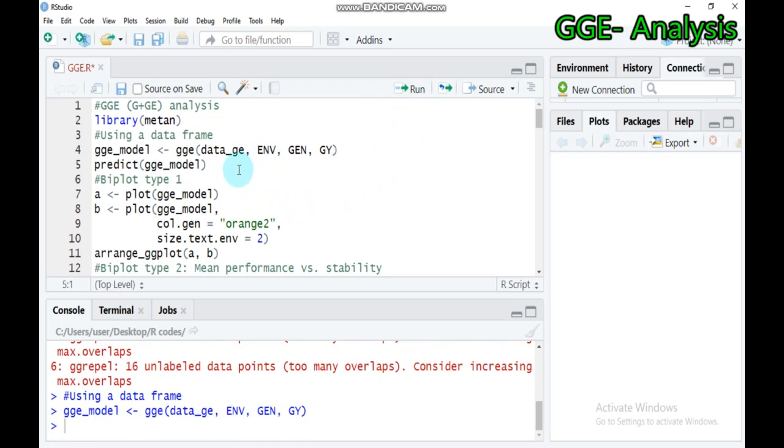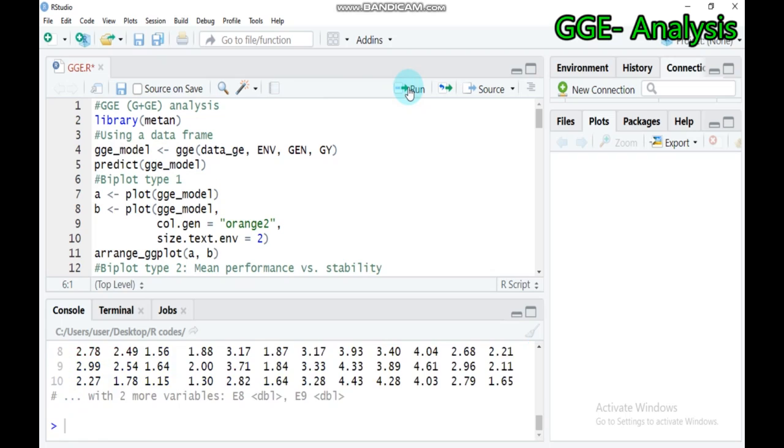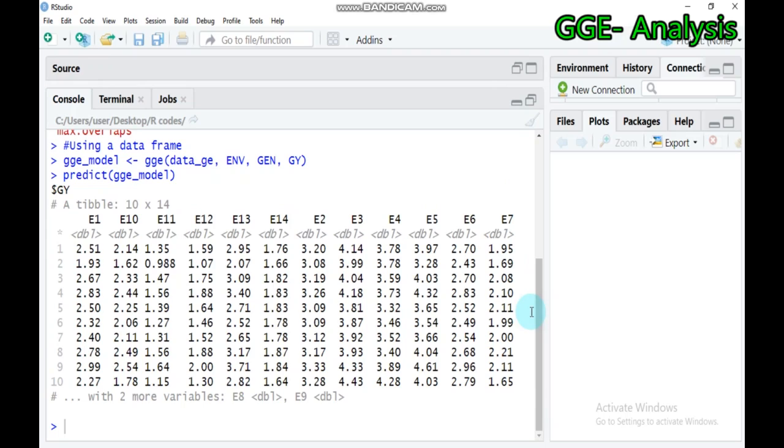And also you can predict your model, by saying predict and referring to this name again, so you will get a result. It will combine different models. For example, let me maximize it.